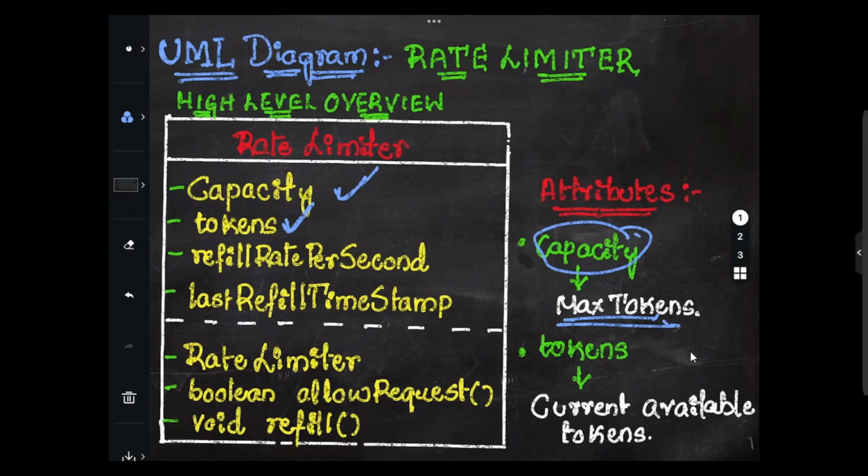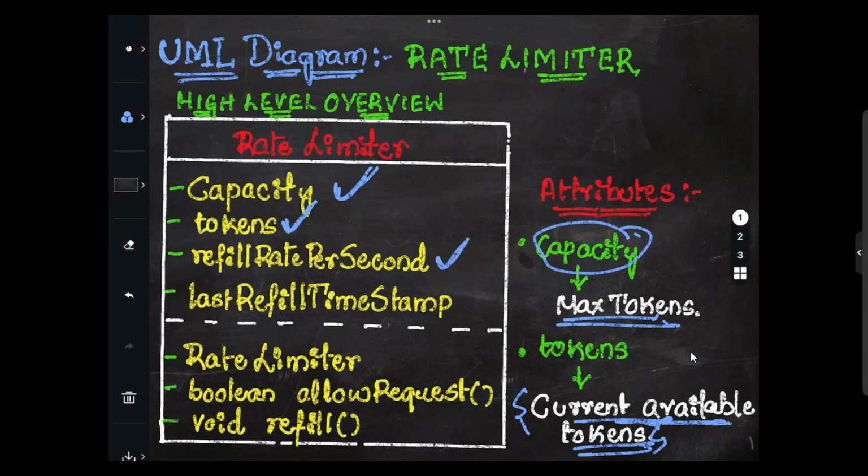Quite obviously, we should be having the tokens. Tokens will be of the type double, right? Tokens means current available tokens. In this case, you can clearly see here, we are discussing the attributes as well. So tokens is nothing but the current available tokens. This is capacity. Capacity means the maximum number of tokens the bucket can hold.